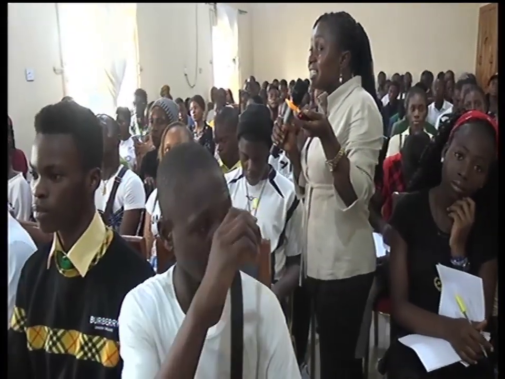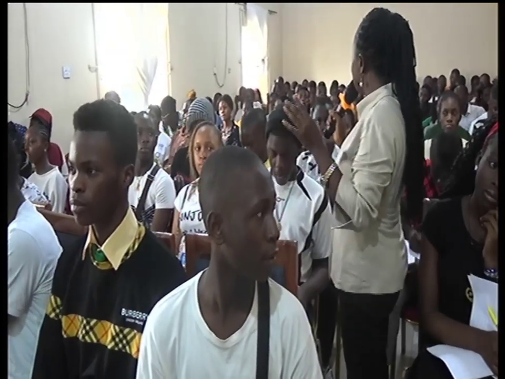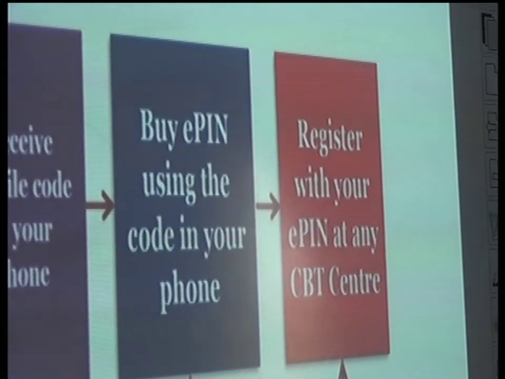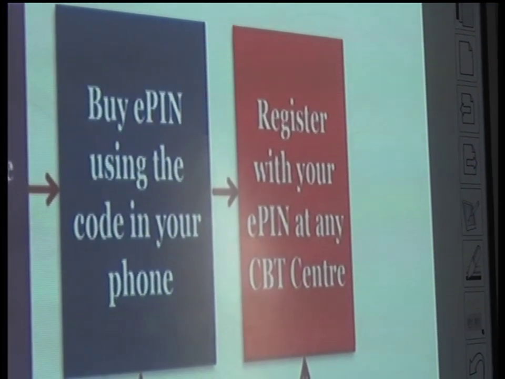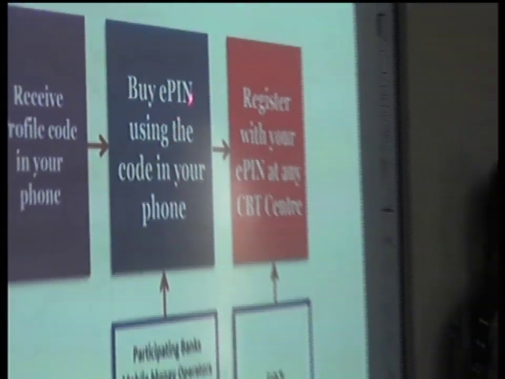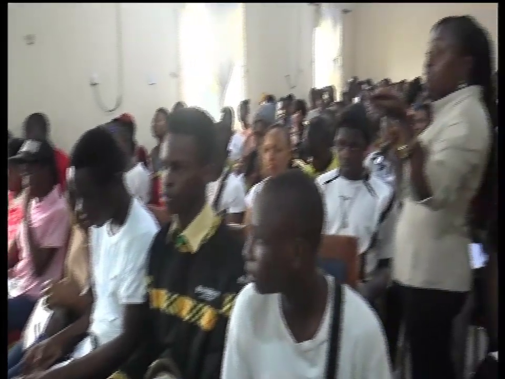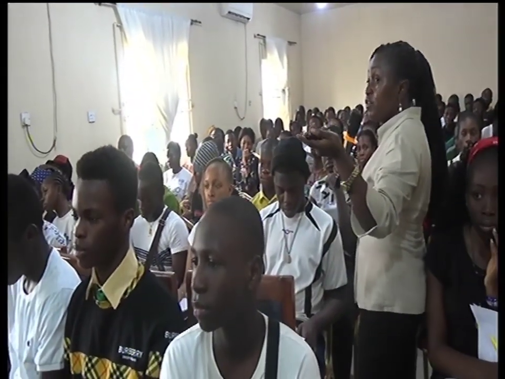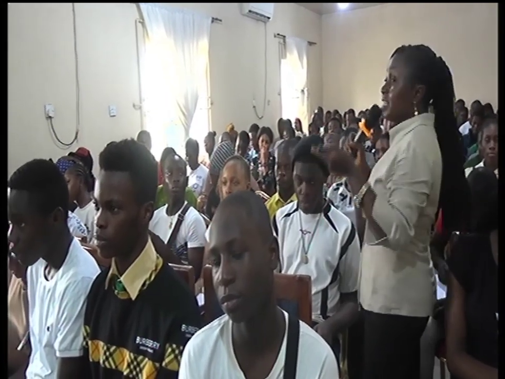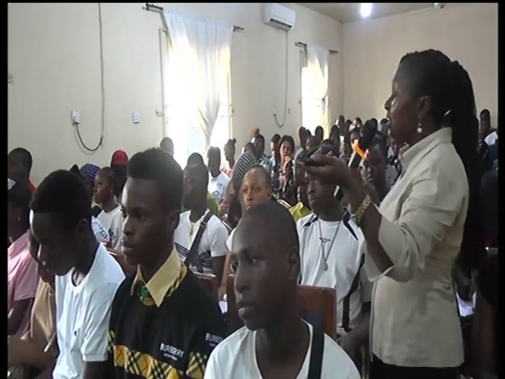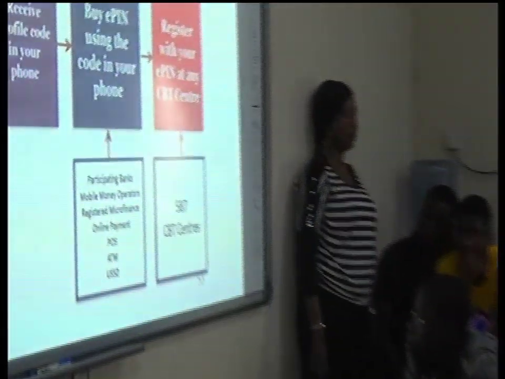So you will receive the 10-digit code. You have to be very careful at this stage. When you receive the 10-digit code, you will take this code to wherever you want to make your payment, either through POS, ATM, or bank. It is through this code. When you make your payment of 3,500, they will give you your e-pin. It is that e-pin that you take to your CBT center. And we have 587 CBT centers across Nigeria. And I will show you the ones we have in Delta State.